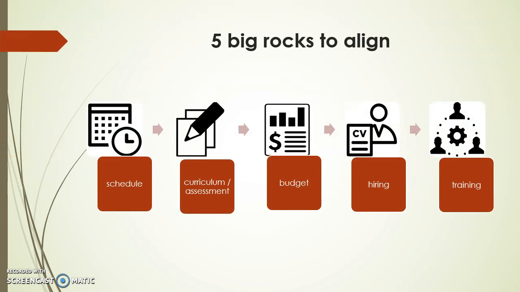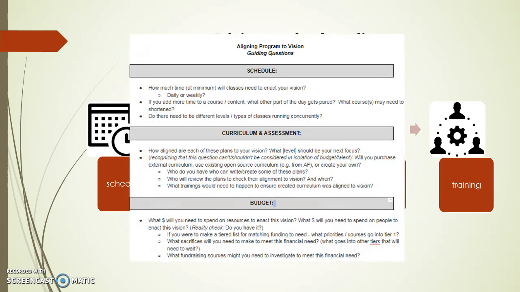I'm going to do that by talking about the 5 big rocks you're going to want to align: your schedule, your curriculum and assessment, your budget, hiring, and training. Now, a lot of these have a lot of overlap, and I just want to state that from the beginning. And there is a resource that you should have received alongside this quick video that has some guiding questions for you to ask yourself to help, again, align those programmatic decisions.